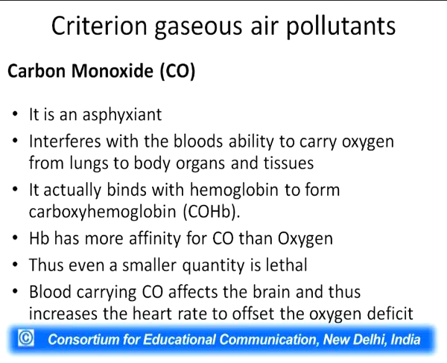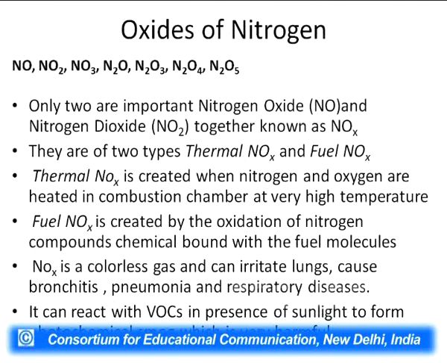And what happens afterwards? The CO which is bound to the hemoglobin, instead of oxygen, goes to the brain, and there the brain feels the deficiency of oxygen. Thus the heart starts pumping at a faster rate, and this can sometimes cause severe health problems, including heart attack or other ailments. Now the next criteria pollutant is oxides of nitrogen.